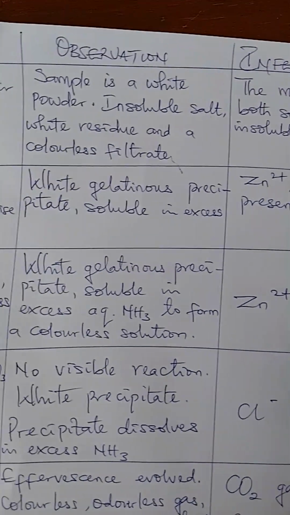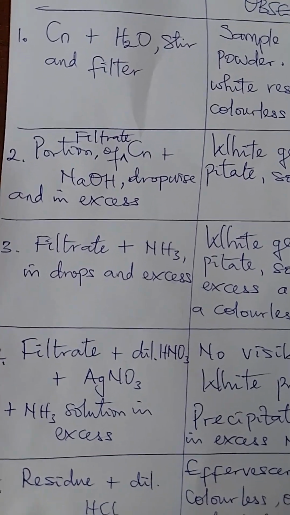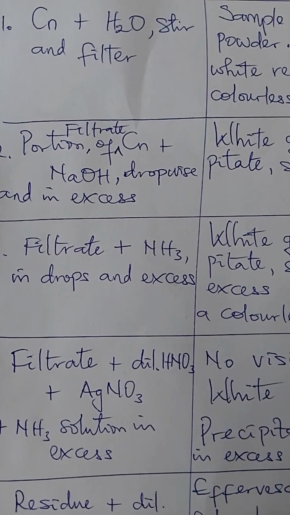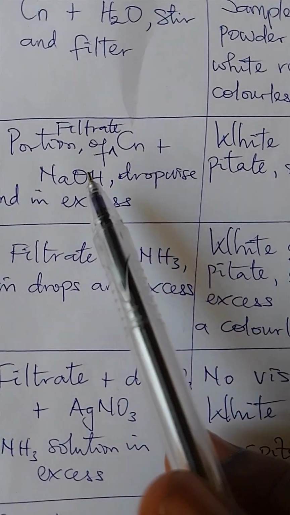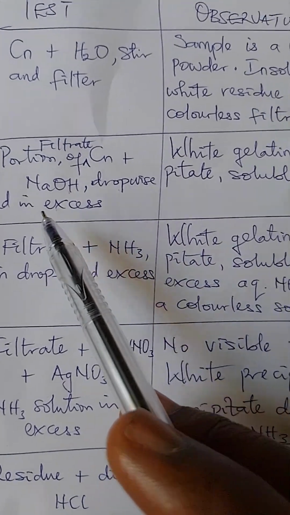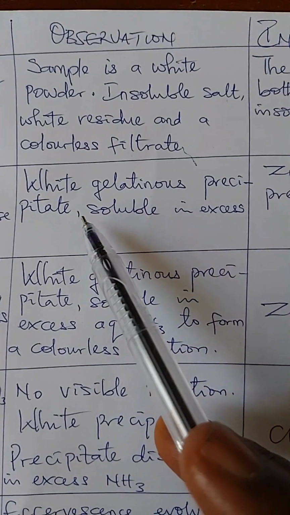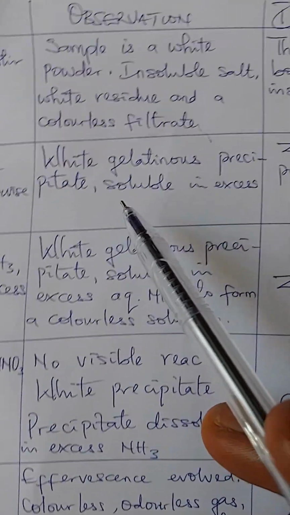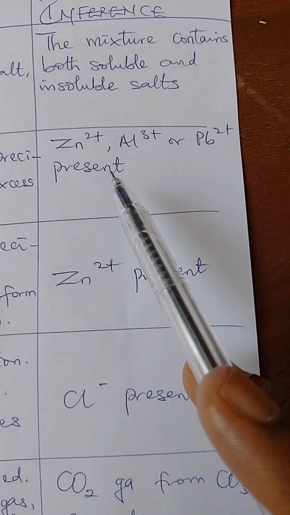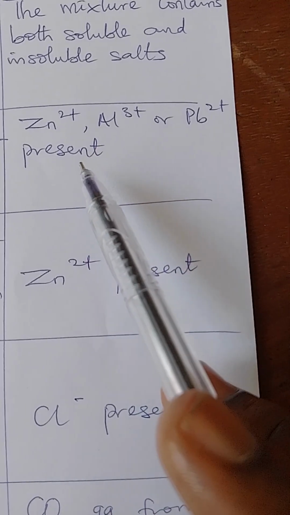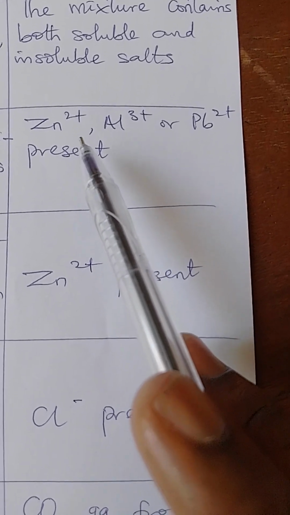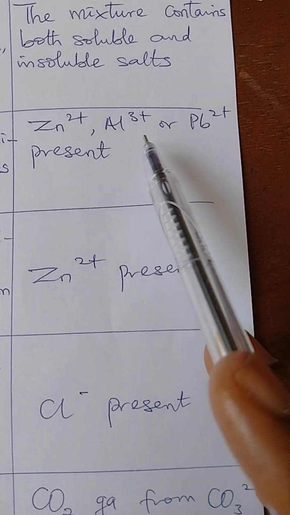All right, you'll be asked to divide the filtrate into various portions, and to the first portion, or whatever portion they say, you could be asked to add sodium hydroxide into one of the portions dropwise and then in excess. If you do that painstakingly, you are going to observe a white gelatinous precipitate, which is soluble in excess. And what does that confirm, or what does it connote? White gelatinous precipitate in sodium hydroxide tests the presence of any of these three ions.